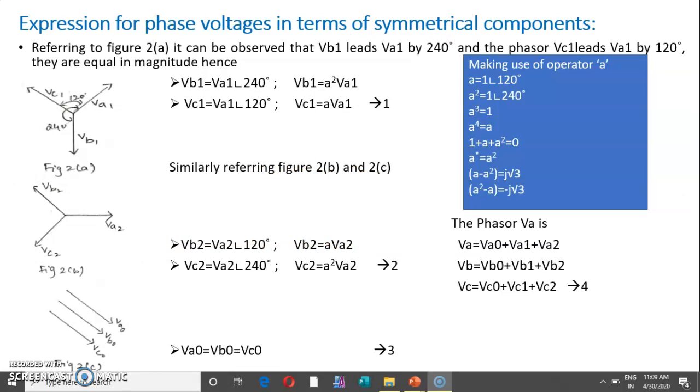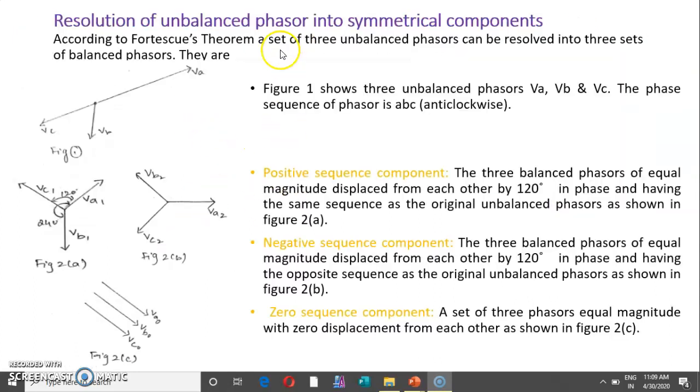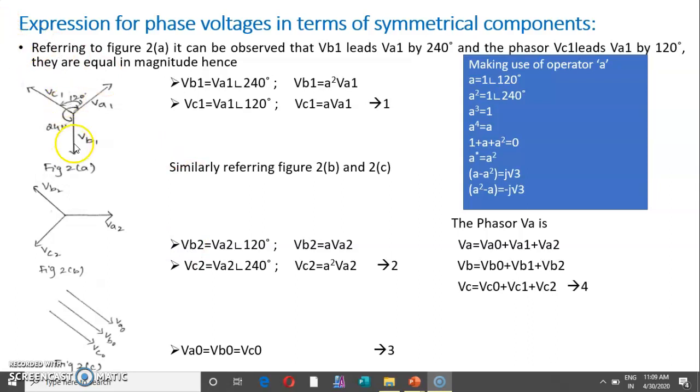In this module, two derivations are most important. The first one is the expression for phase voltages in terms of symmetrical components. The phase voltages VA, VB, VC I am going to express in terms of VA1, VA2 and VA0. That is the aim. You can refer to figure 2A. We can observe that VB1 lags VA1 by an angle of 240 degrees, and VC1 leads VA1 by an angle of 120 degrees.